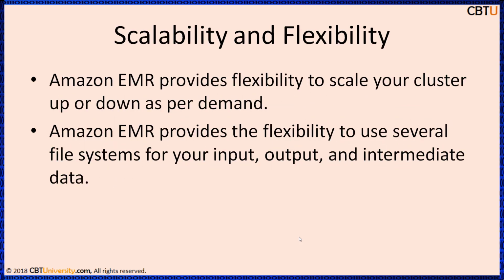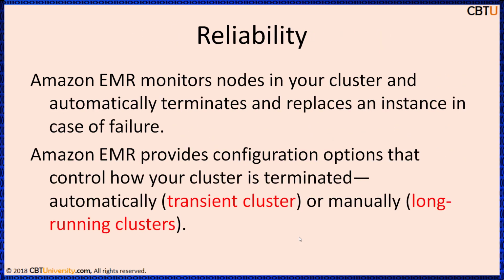Amazon EMR provides flexibility to scale your cluster up or down as your computing needs change. You can resize your cluster to add instances for peak workloads and remove instances to control costs when peak workloads subside. Amazon EMR provides the flexibility to use several file systems for your input, output, and intermediate data for processing. Amazon EMR monitors nodes in your cluster and automatically terminates and replaces an instance in case of failure. Amazon EMR provides configuration options that control how your cluster is terminated, automatically or manually.